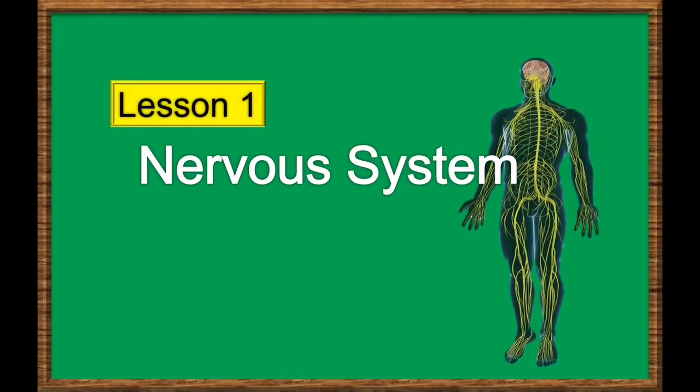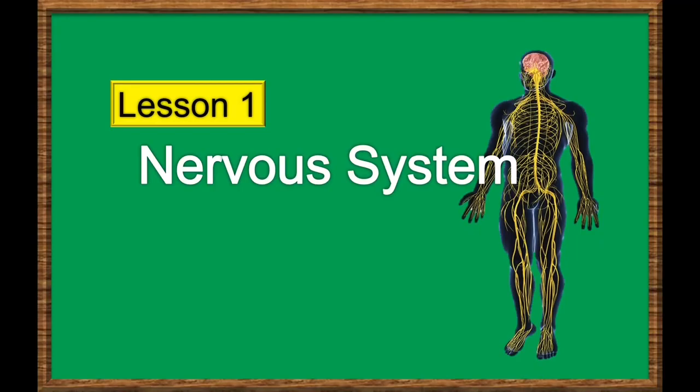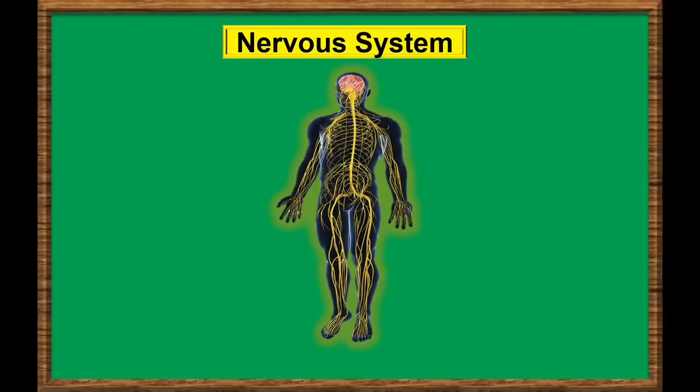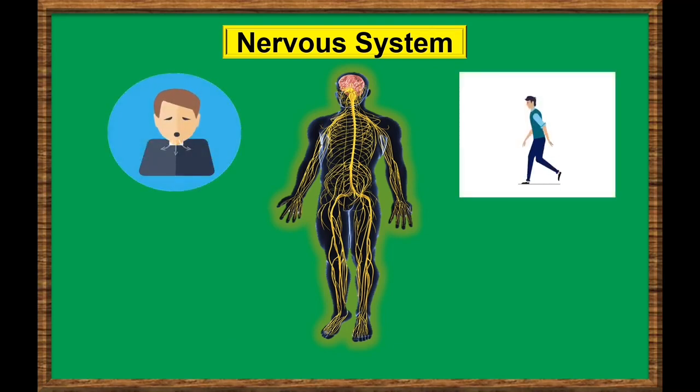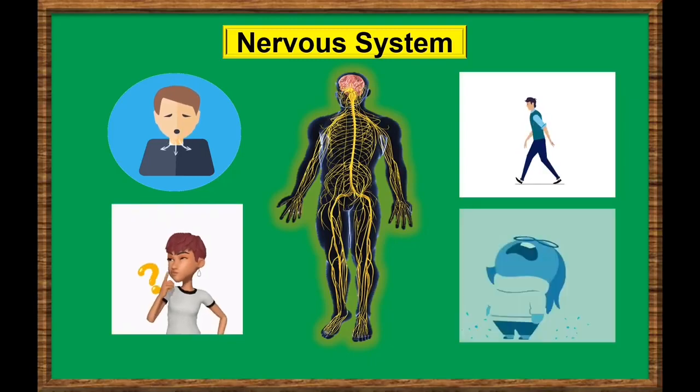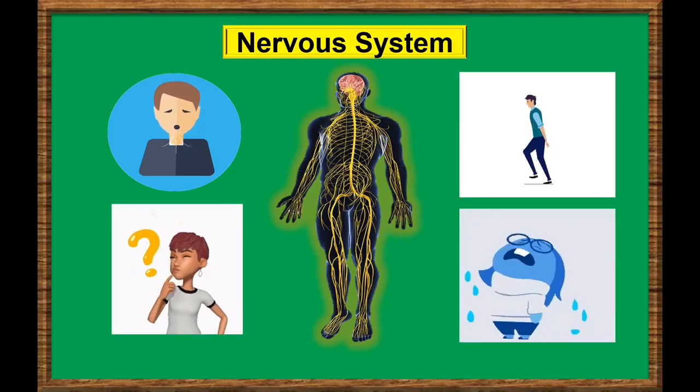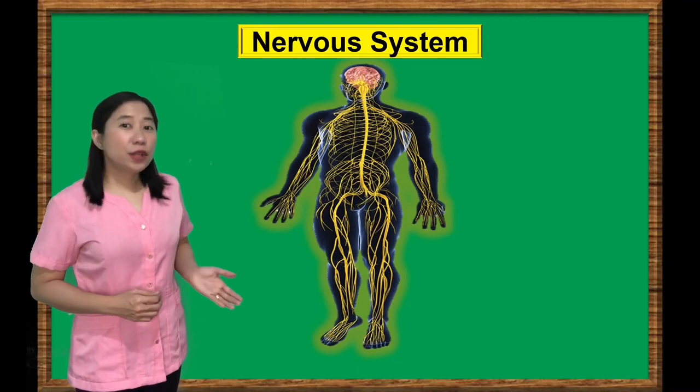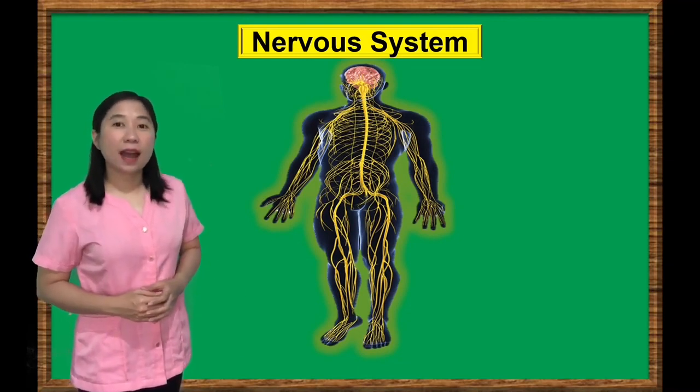Lesson 1. The Nervous System. The nervous system controls everything you do, including breathing, walking, thinking, and even feelings. The nervous system is the most complex and highly organized body system.